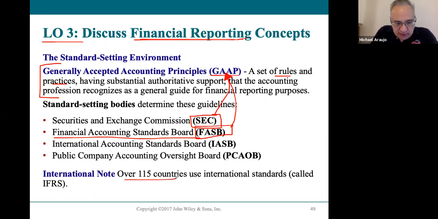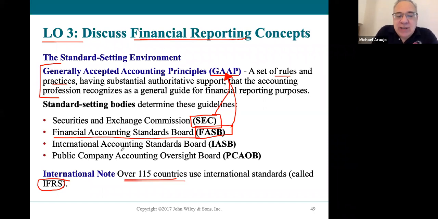Now, GAAP is specific to the United States. Most other countries do not use GAAP. They have a set of accounting rules called IFRS, the International Financial Reporting Standards. As you see here, it's basically the rest of the developed world that follows IFRS. The United States is sort of alone in our adherence to GAAP. There are a lot of similarities and a lot of differences.